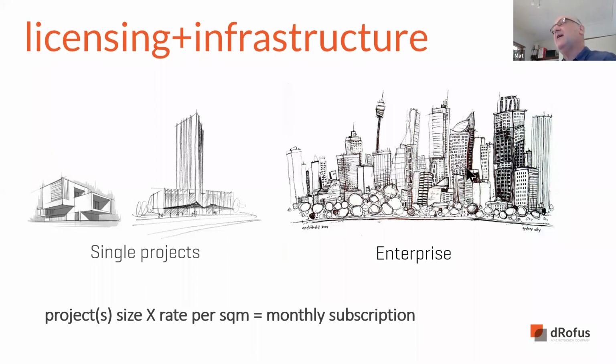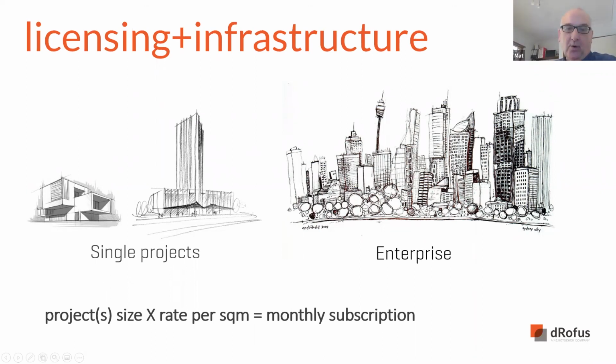So I think our journey would be, let's try and get a single project agreement to prove the software. And then hopefully over time, you'll say you want to embed dRofus in your workflows, and so we'll go to an enterprise agreement. The enterprise agreement, again, is a rate per square meter model, but there are some benefits of going to the enterprise agreement because you don't have project by project setup fees and other things.